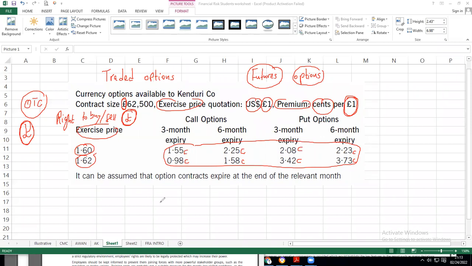Now, 1.55 cents is a very small amount. If you express this in dollars, it's something like this. That's what it reads, 1.55 cents. So just be careful. These here are dollars. These are dollars. These are cents.